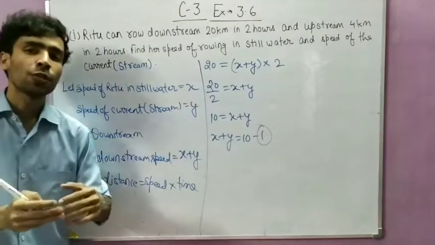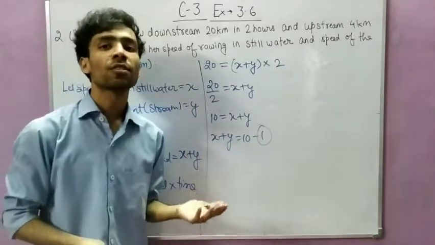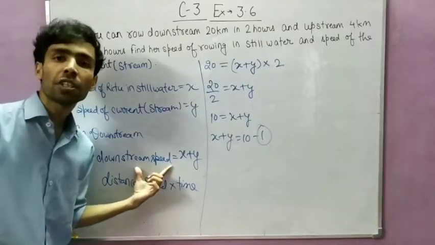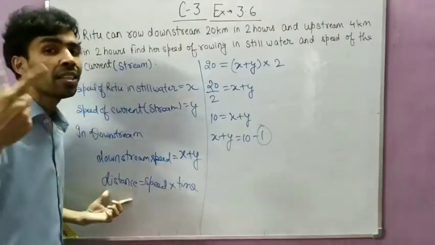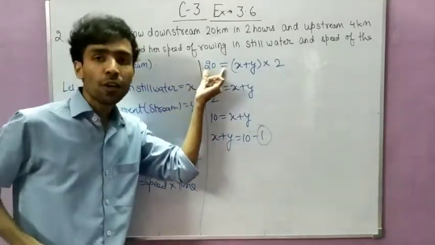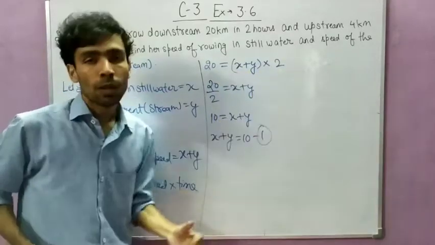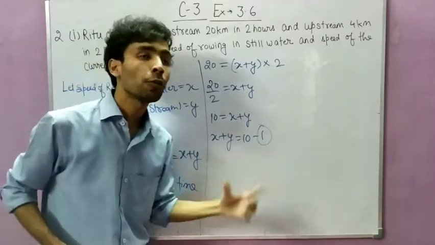We have just used the basic concept. She is going first downstream, then upstream. In downstream we calculated the speed of downstream, that is x plus y, and because she is going 20 kilometers, distance is equal to speed into time. So distance is 20 kilometers, speed in downstream is x plus y, and time is 2. After solving, we got the first equation, that is x plus y equal to 10.